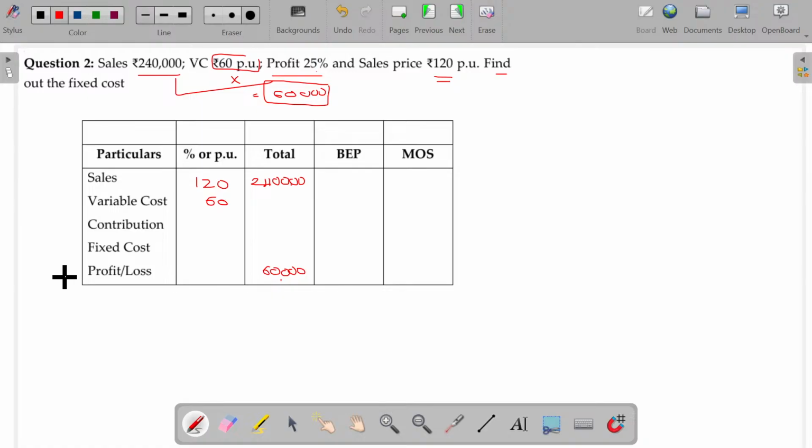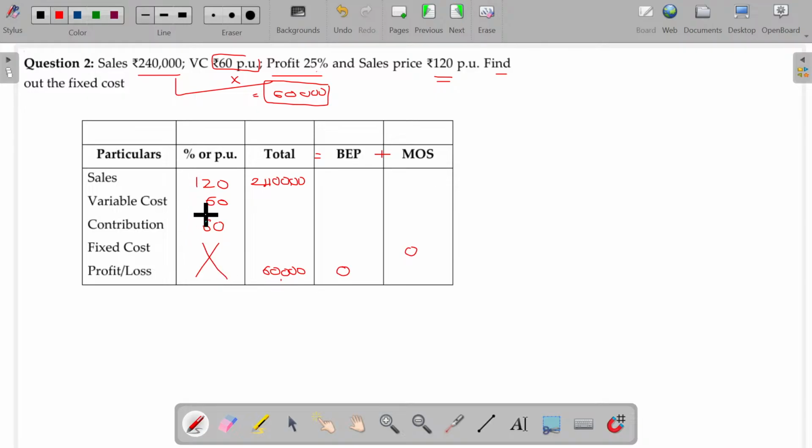Okay. Now try to fill in all the available information and assumed information. Available information: sales per unit, variable cost per unit, and total sales and profit also. And assumed information: at BEP, the profit and loss being 0. In case of MOS, fixed cost being 0. Then by adding these two, you will get the total, right? Try to fill as you wish, just like a Sudoku game. So here the contribution being 60, you cannot show the fixed cost as well as profit and loss on a per unit basis, so you score this out.